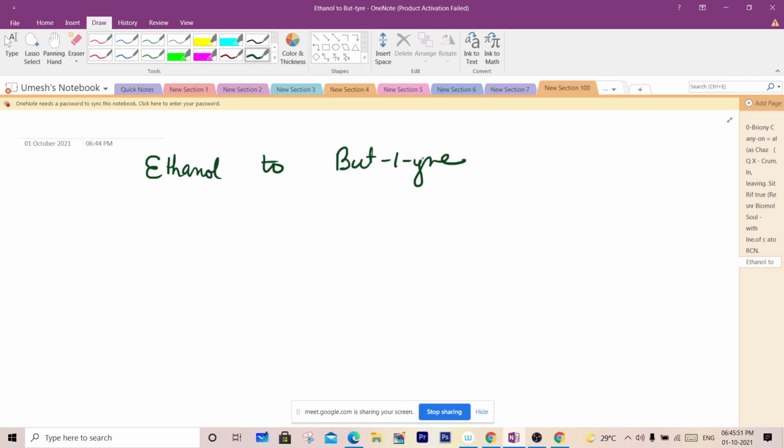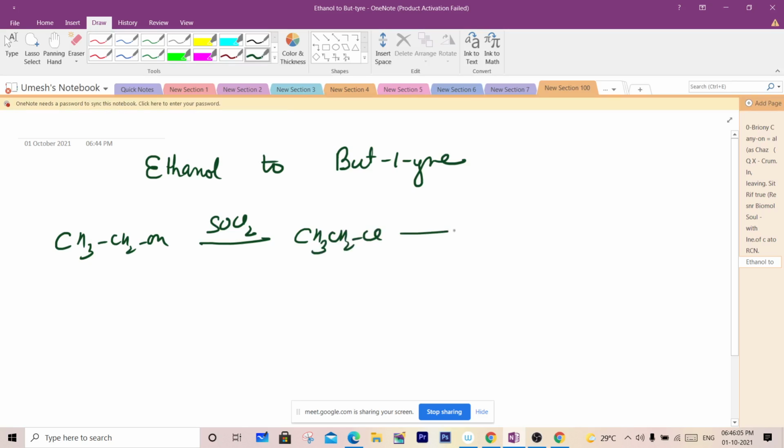Can we first treat it with SOCl2? Okay, SOCl2. Then what is the possible product? C2H5Cl. Very good. Then Na and dry ether, Wurtz reaction. What will it give?